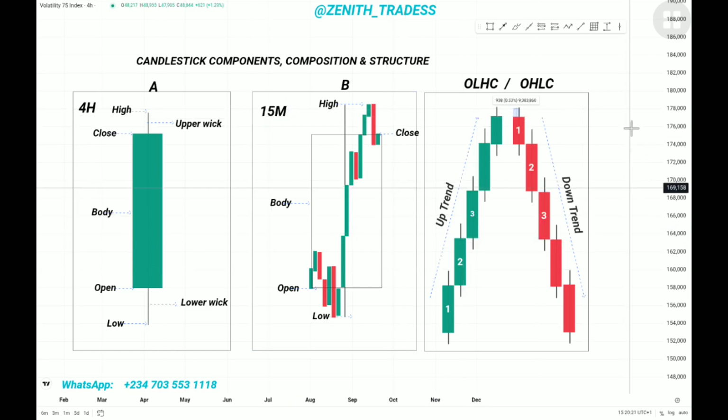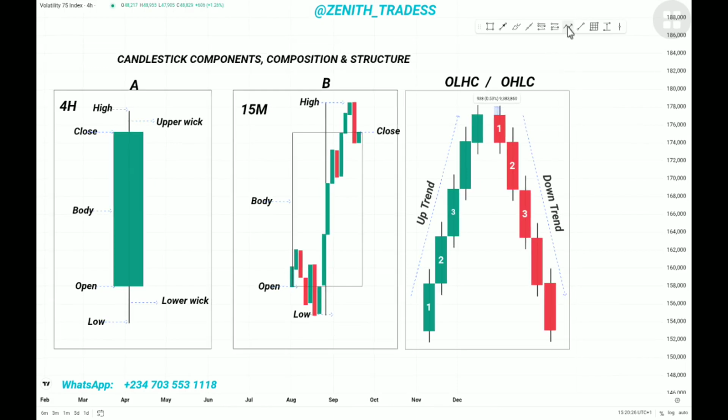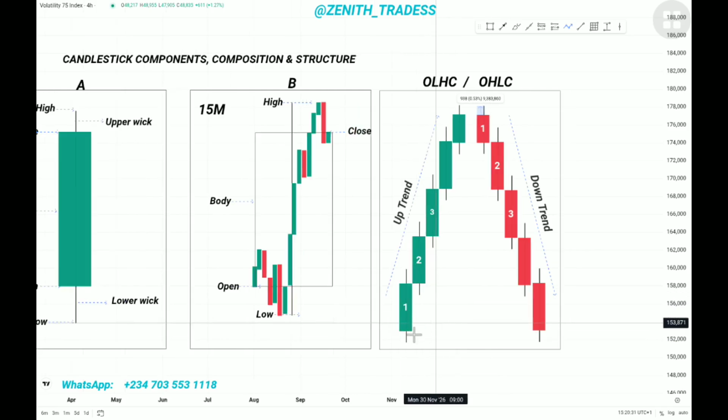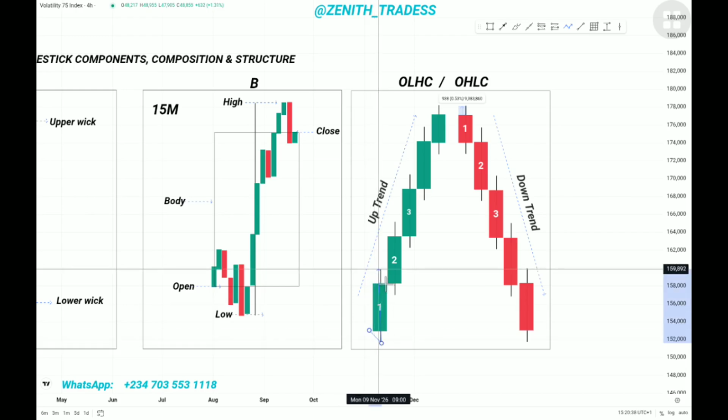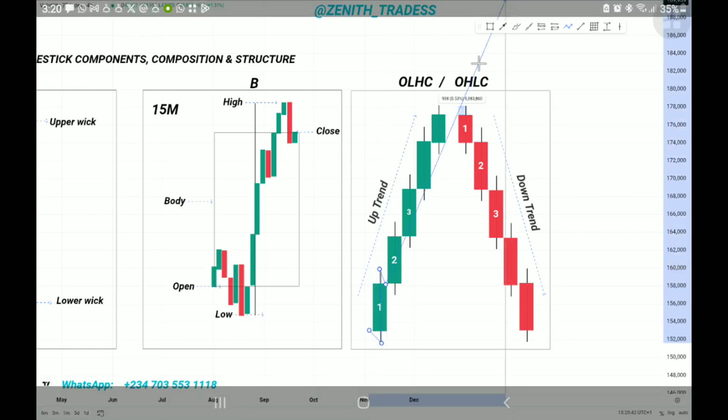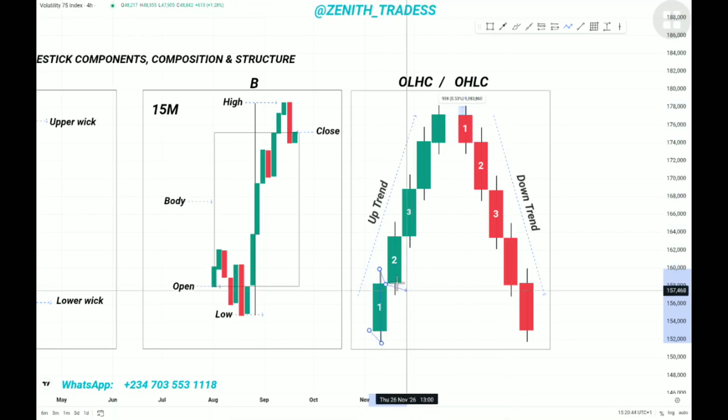Now the structure I drew earlier, when we come here, the formation of these candles gives us what we call trend. See candle 1, I hope we can see clearly. It opens, it gives us a low, high, close. The closing of candle 1 is the opening of candle 2. The same level where candle 1 closed serves as the opening of candle 2.